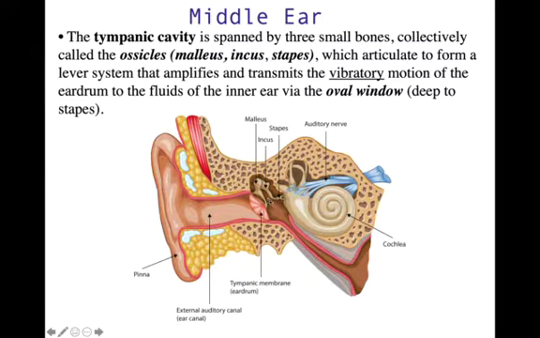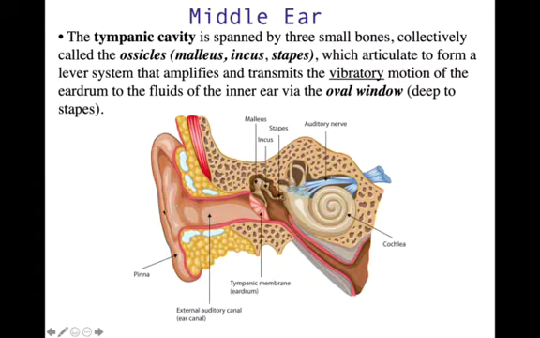To span that tympanic cavity, that air-filled space, we use the 3 smallest bones of the human body, known as the ossicles. Starting from lateral to medial, we have the malleus, shaped like a hammer. We have the incus, which is shaped like an anvil. And then we have one that's shaped like a stirrup right here. This is called the stapes.